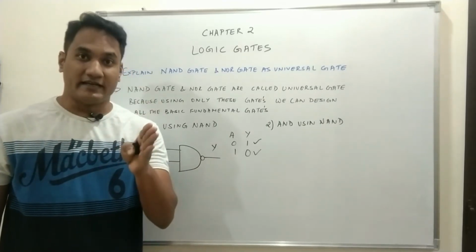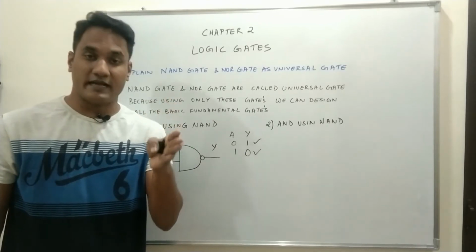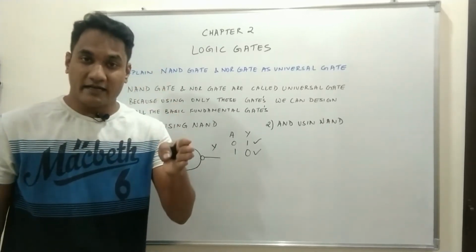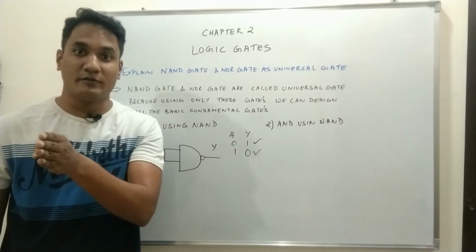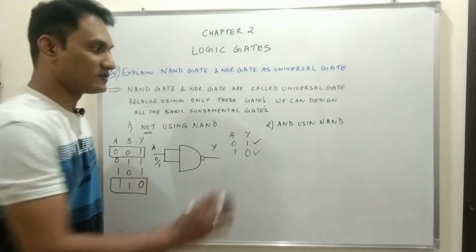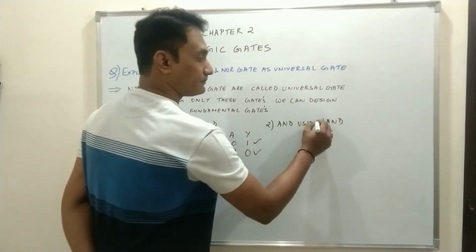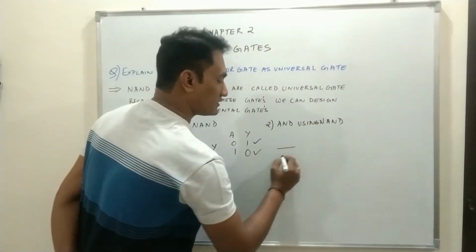If you take a NAND gate and complement it again, what are you going to get? AND का complement NAND है, NAND का अगर आपने फिर से complement किया तो what you are going to get? You are going to get AND gate. So that is what we are going to do. AND gate using NAND gate.